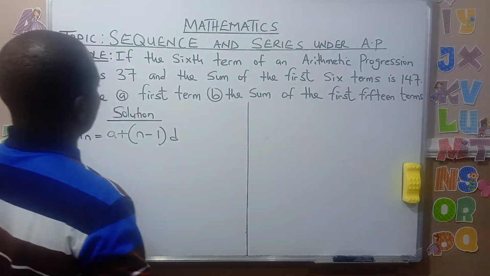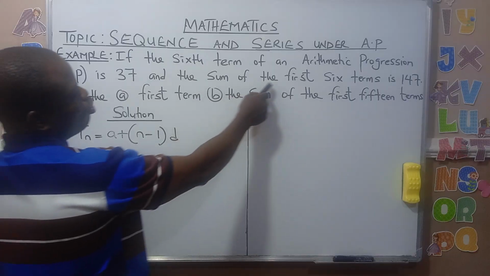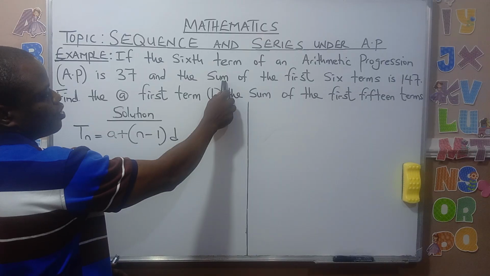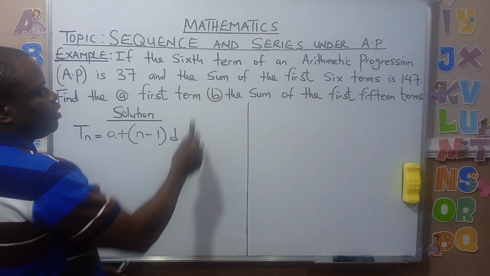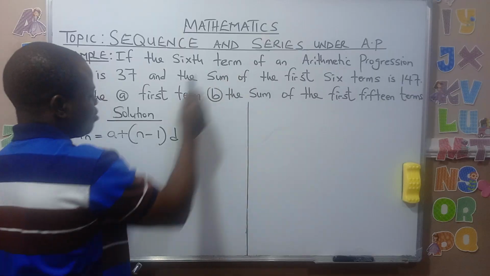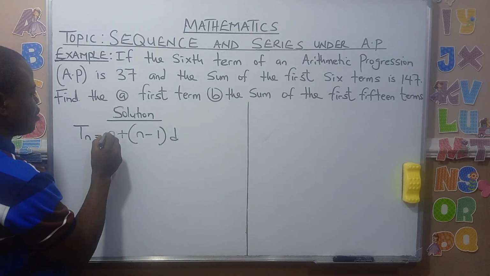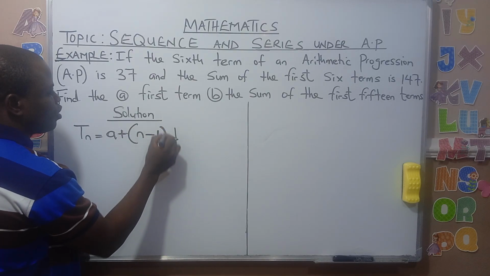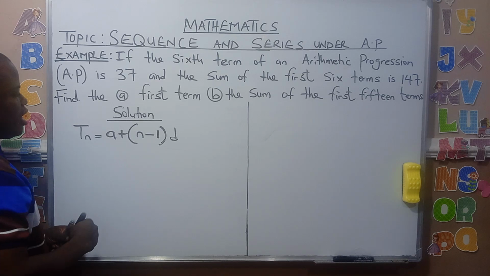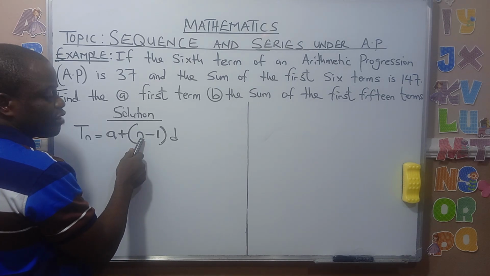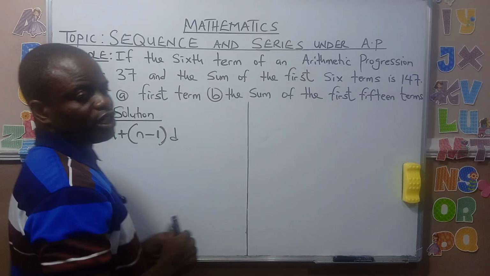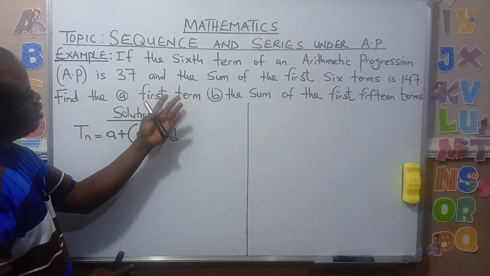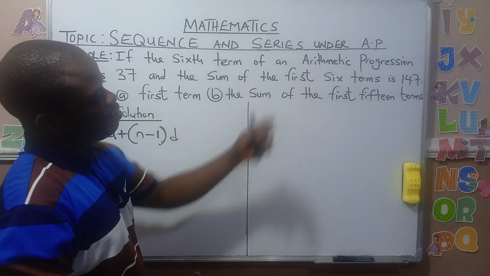Now let's look at the second part of the question. And the sum of the first six terms is 147. You see, sum is being mentioned in the second statement. The first statement says sixth term. Because of this term, you make use of T subscript n equals a plus open bracket n minus 1 close your bracket d. a stands for the first term, n stands for the number of terms, while d stands for the common difference. Now, the second statement says, and the sum of the first six terms is 147.